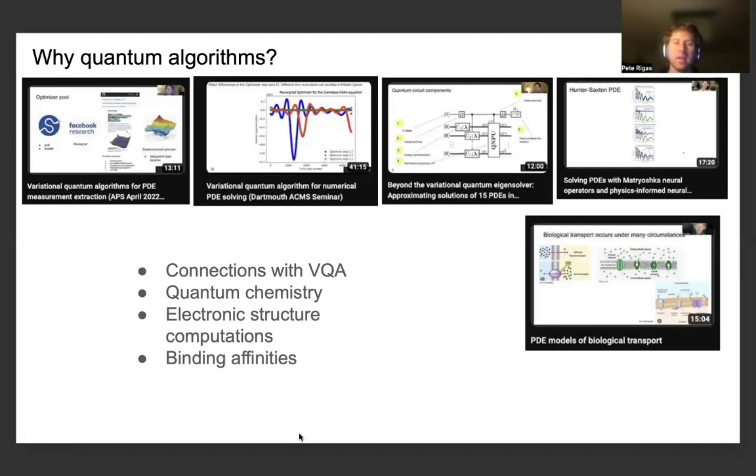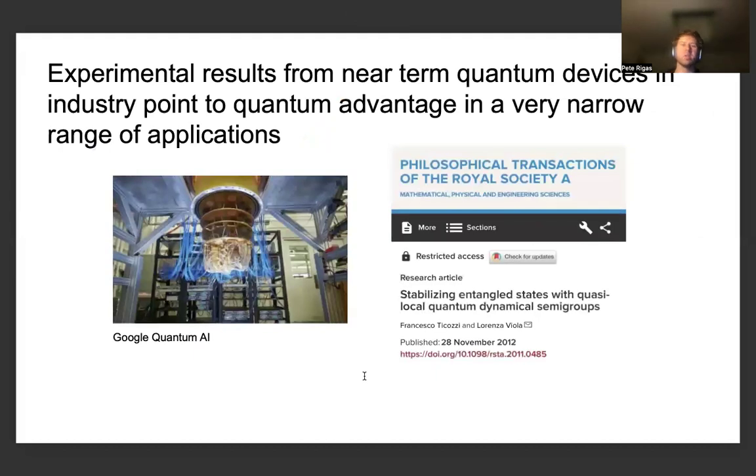So this is to say that there are many connections with the VQA, quantum chemistry, electronic structure computations, and binding affinities, with the last 3 bullet points are topics that we're going to be emphasizing further. And experimental results from near-term quantum devices in industry point to quantum advantage in a very narrow range of applications.